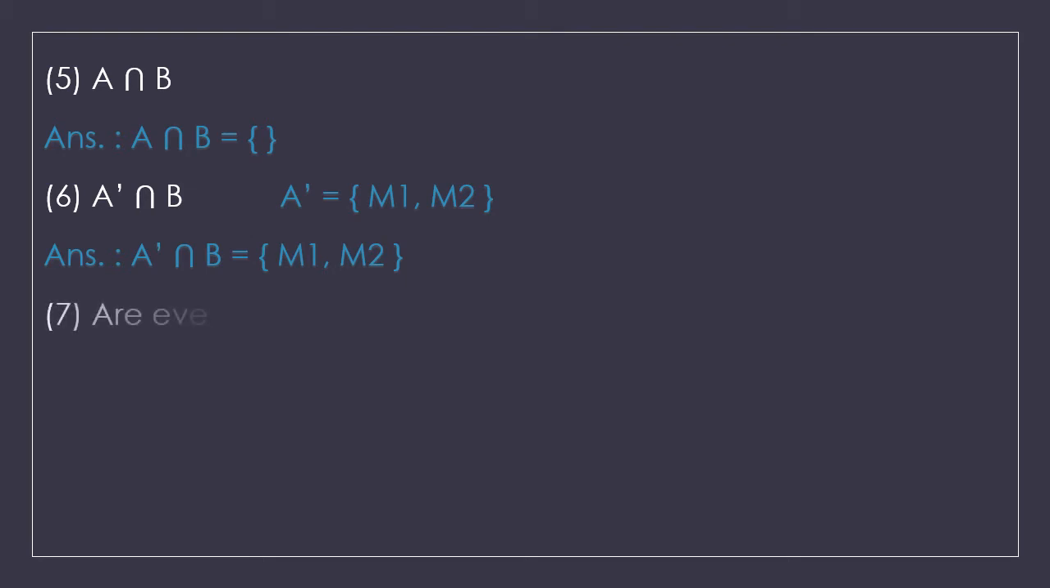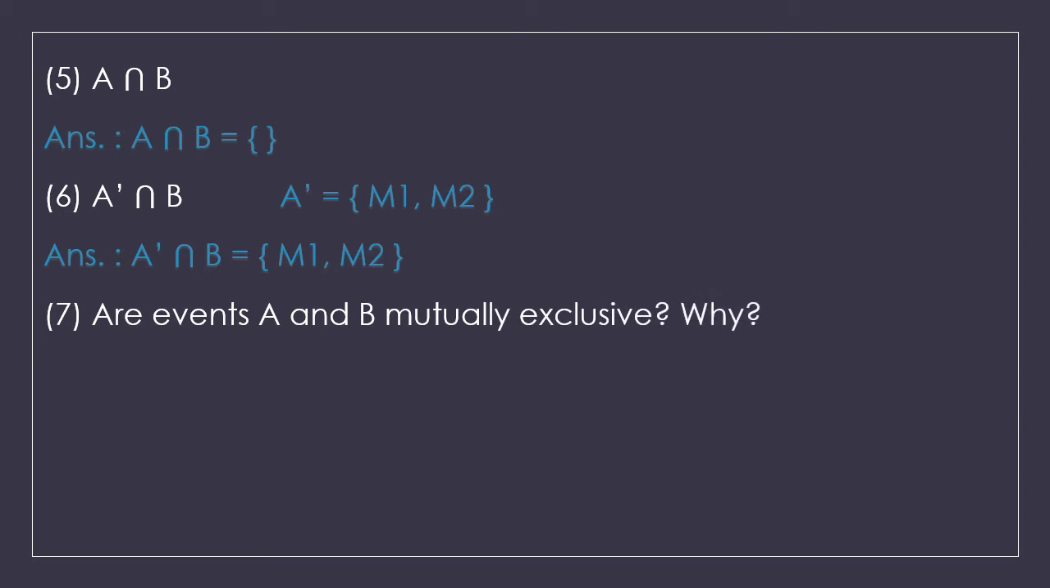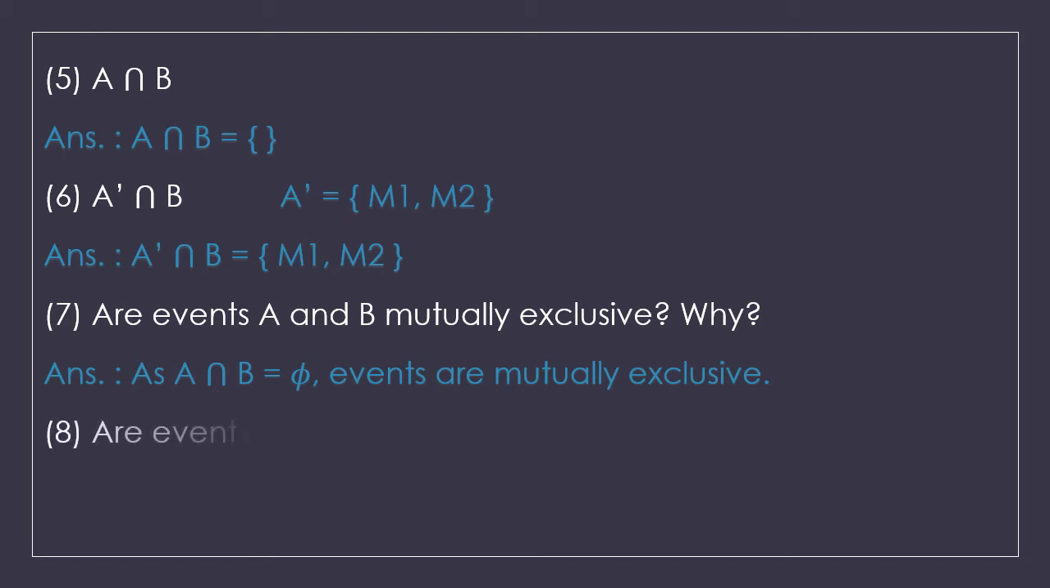The seventh question here is, are events A and B mutually exclusive? If yes, then why? If no, then why? As A intersection B is a null or empty set, the events are mutually exclusive. Yes.